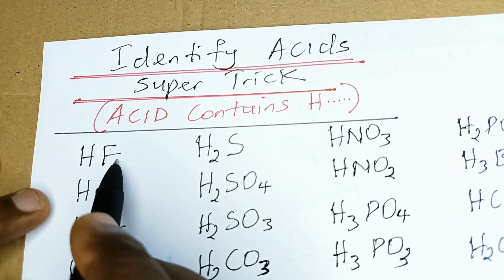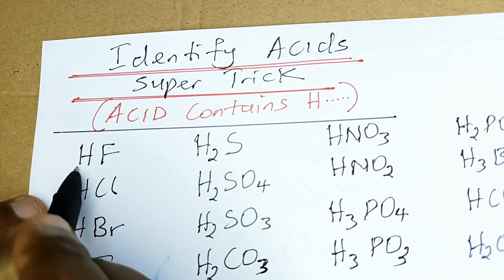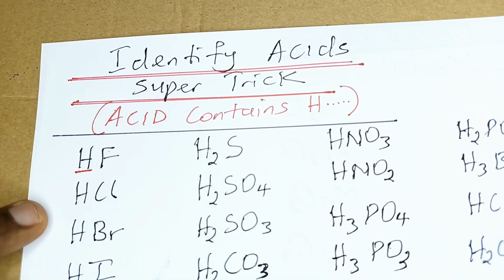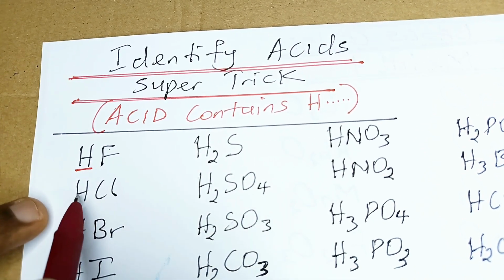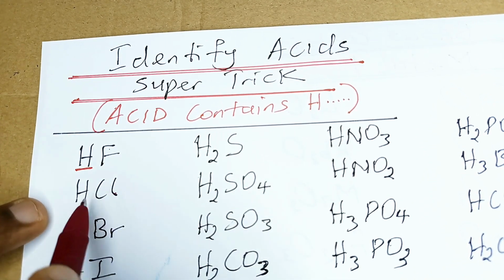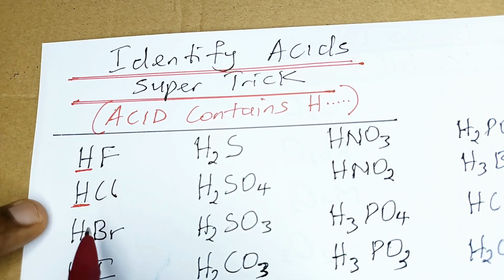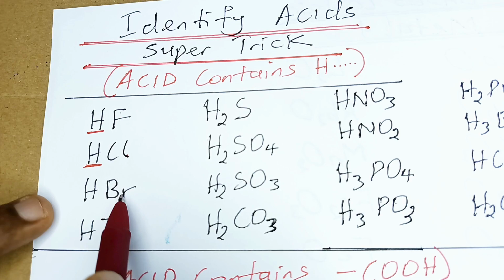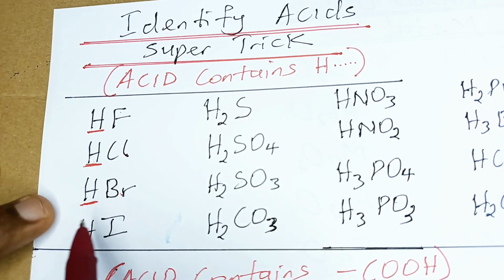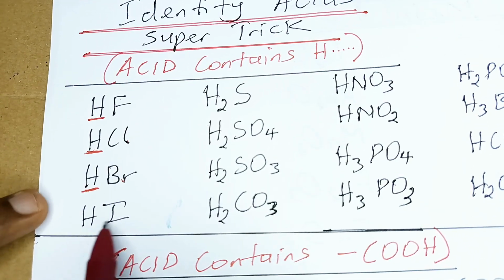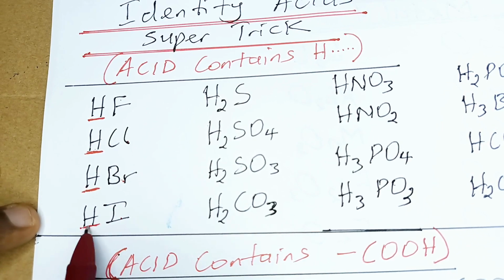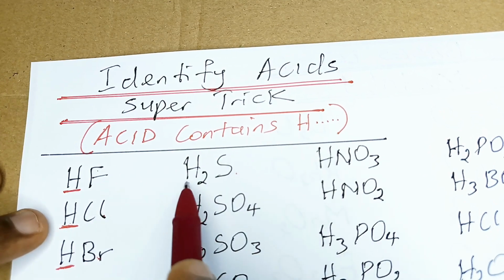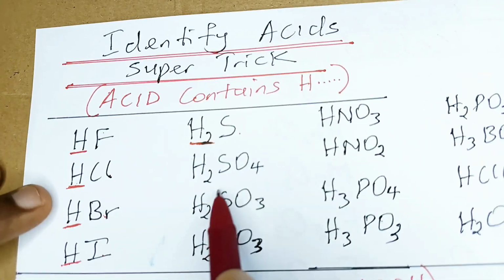This is HF. We call it hydrofluoric acid. Now, because of the presence of H, this is an acid. Another example, hydrochloric acid. Because of the presence of H, this is an acid. Another example, hydrobromic acid. Hydrogen and bromine. Hydrogen is here, is an acid. Hydroiodic acid. This is an acid because of the presence of hydrogen. This is hydrogen sulfide. Because hydrogen is here, is an acid.